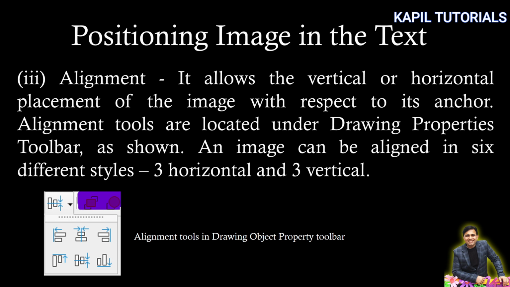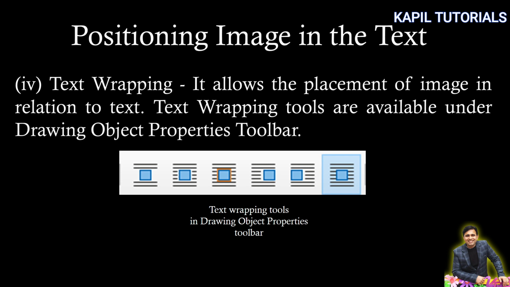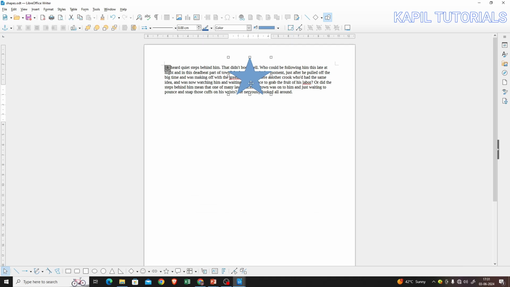Next topic, positioning image in the text. Just now I was giving the example of shape. So positioning image in the text, that means text wrapping. It allows the placement of an image in relation to text. Text wrapping tools are available under the drawing object properties toolbar. This is also important. For that, I'll be including one image here.